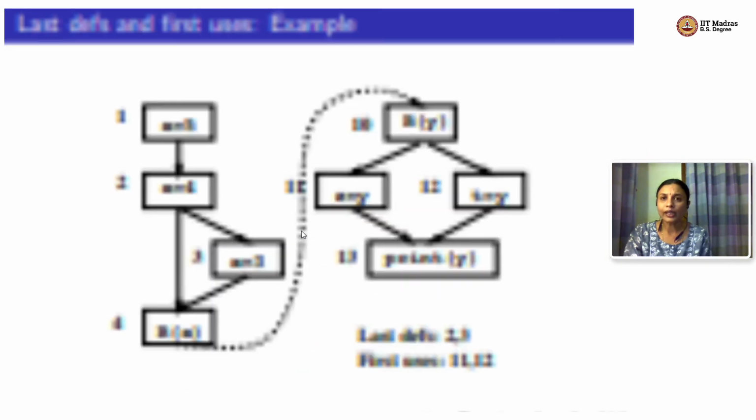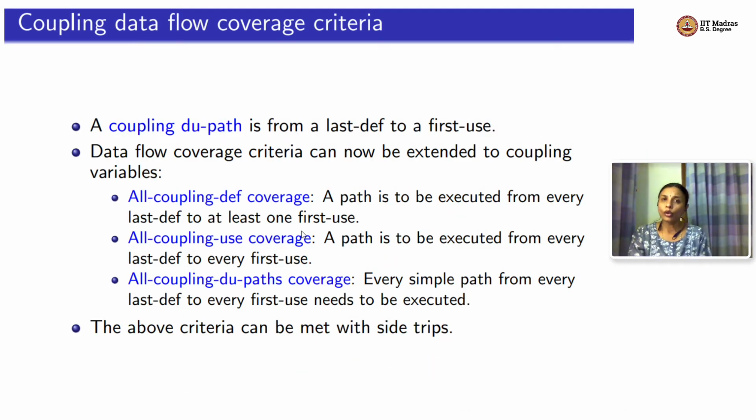So our data flow coverage criteria is going to be bothered about DU paths, definition-use paths, but not from any variable to any other variable, but over coupling variables. So we say a coupling DU path is a DU path from a last definition to a first use. Is this clear? A coupling DU path is a DU path from a last definition to a first use. Now the same data flow coverage criteria carries over, but for coupling variables using coupling DU paths.